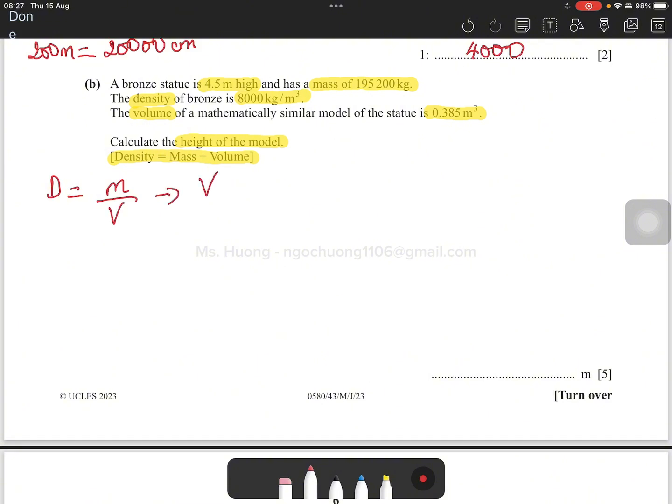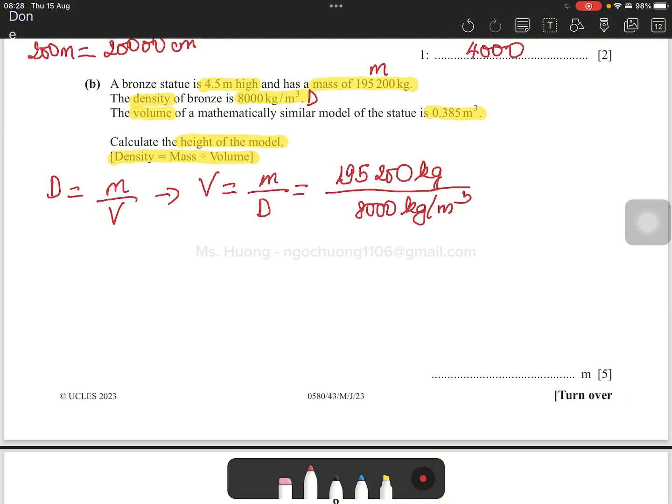So if you know the mass and the density, you can find the volume by dividing the mass by the density. In this case, the mass is 195,200 kilograms, and the density is here, 8,000 kilograms. So we can divide 195,200 kilograms by 8,000 kilograms per cubic meter. So the volume is 24.4 cubic meters. This is the volume of the statue.